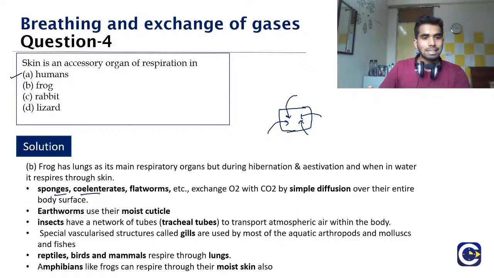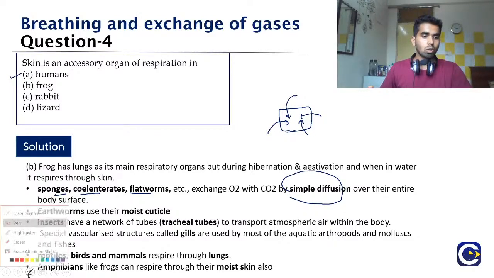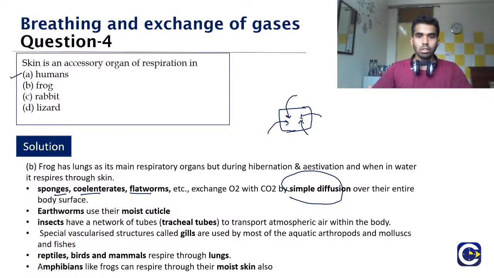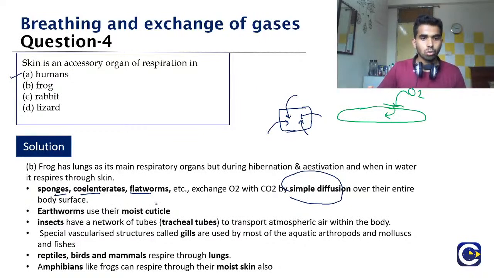The sponges, coelenterates, and flatworms are very simple organisms, and in these simple organisms respiration is via simple diffusion. Simple organism, simple diffusion. Now the skin of the earthworm is known as the cuticle. When this cuticle is moist, meaning when water is present over the cuticle, the oxygen dissolves in the water, and from the water it goes inside the body of the earthworm. So in the earthworm, it is through the moist cuticle.